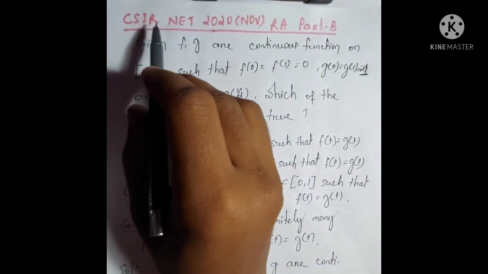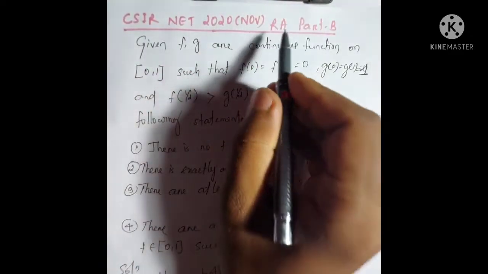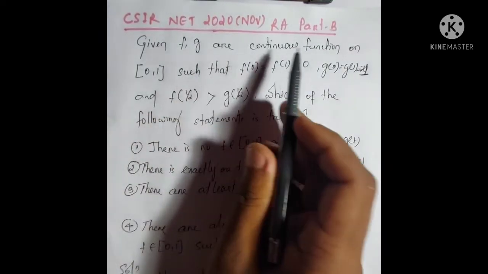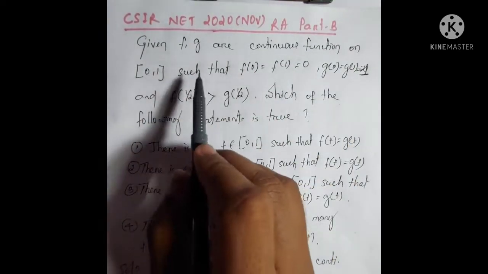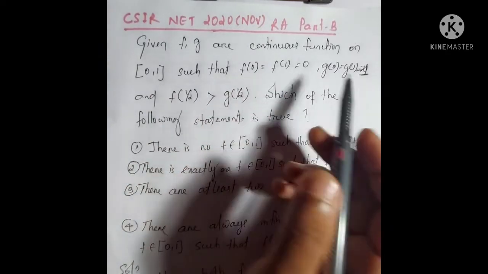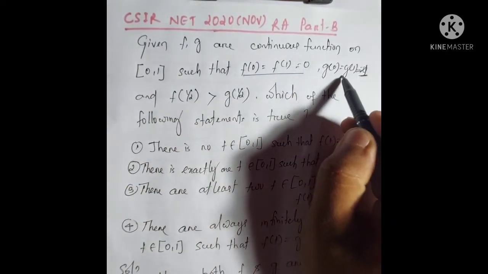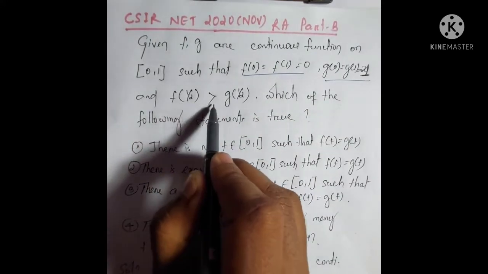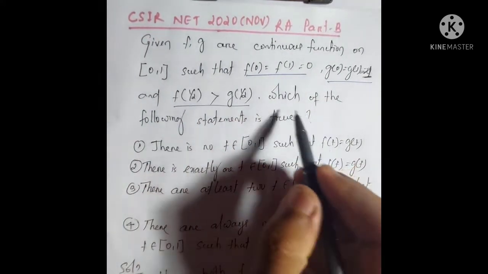Hello, let us solve one question from CSIR NET 2020 November Real Analysis Part B. The question is: given f, g are continuous functions on the closed interval [0,1] such that f(0) = f(1) = 0 and g(0) = g(1) = 1, and f(1/2) > g(1/2), then which of the following statements is true?